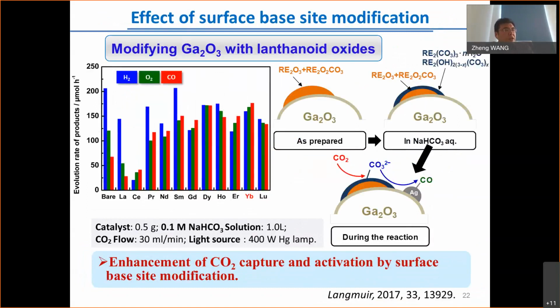Surface modification can not only suppress the competing hydrogen evolution reaction, but also enhance carbon dioxide adsorption and activation on the photocatalyst surface. When modifying gallium oxide with lanthanoid oxide, the activity for photocatalytic carbon dioxide conversion with water was obviously promoted owing to the enhancement of carbon dioxide capture and activation by the surface base sites.